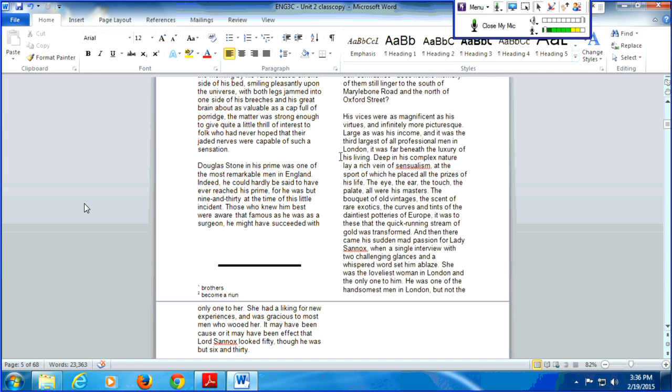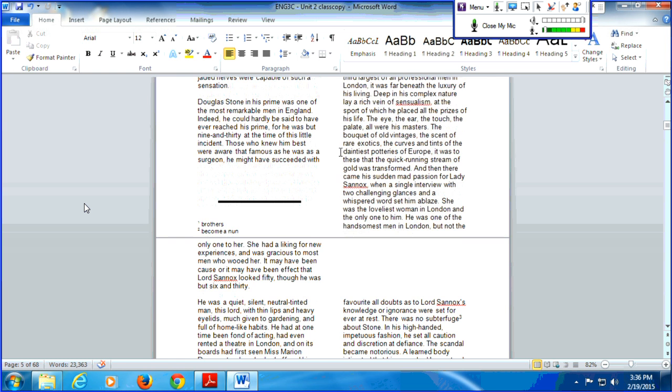And then came his sudden mad passion for Lady Sannox. A single interview with two challenging glances and whispered words set him ablaze. She was the loveliest woman in London, and the only one for him. He was one of the most handsomest men in London, not the only one to her. She had a liking for new experiences, and was gracious to most men who wooed her. It may have been for cause, or may have been for effect, that Lady Sannox looked 50, though he was but 36.